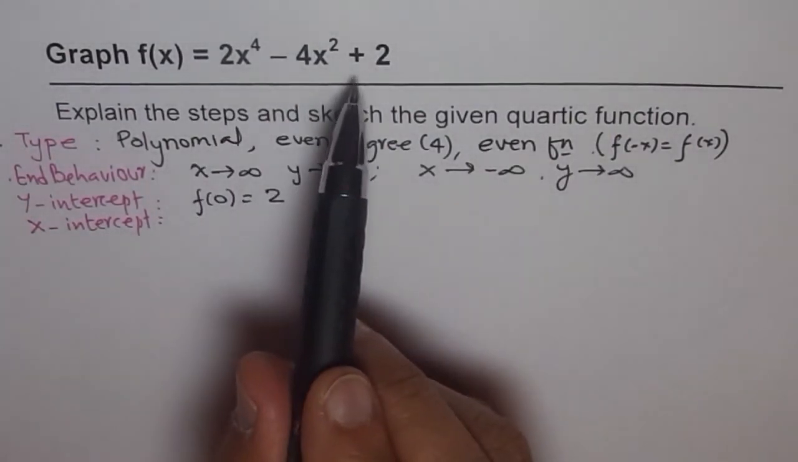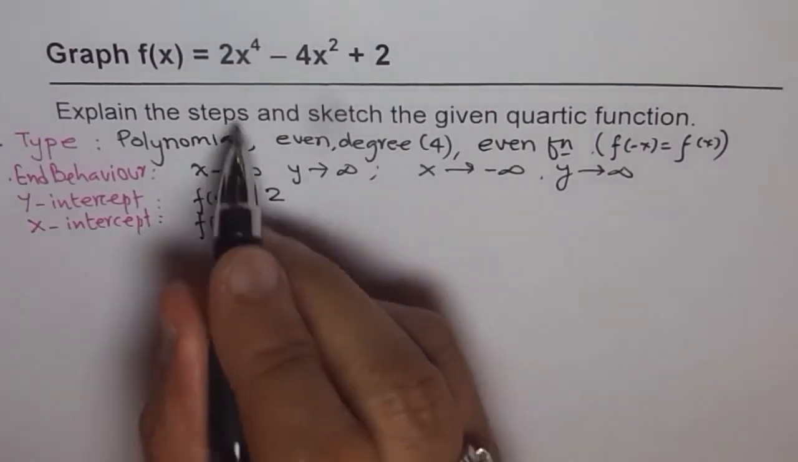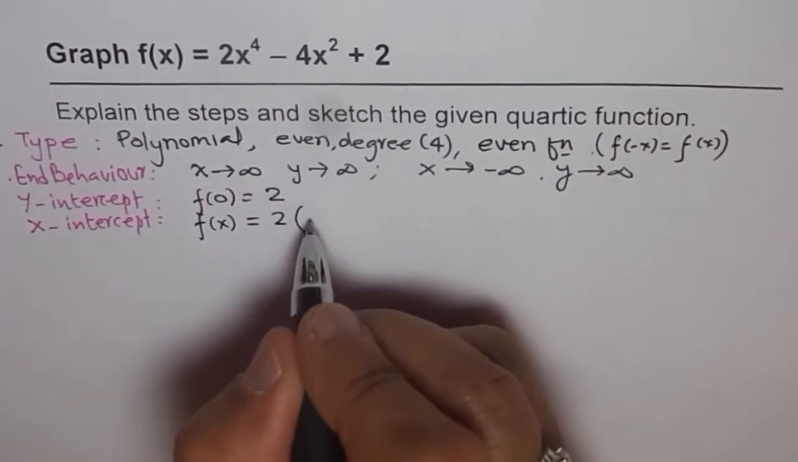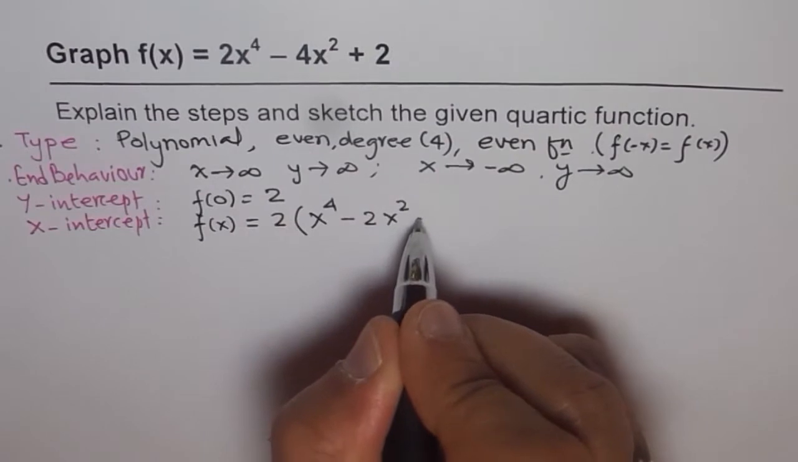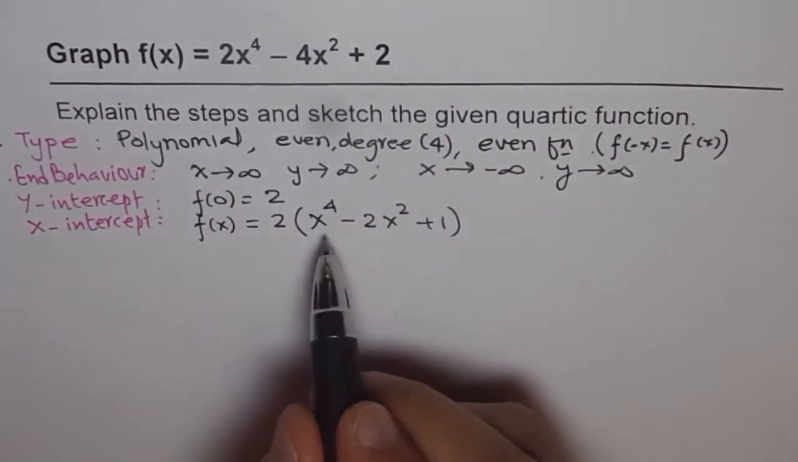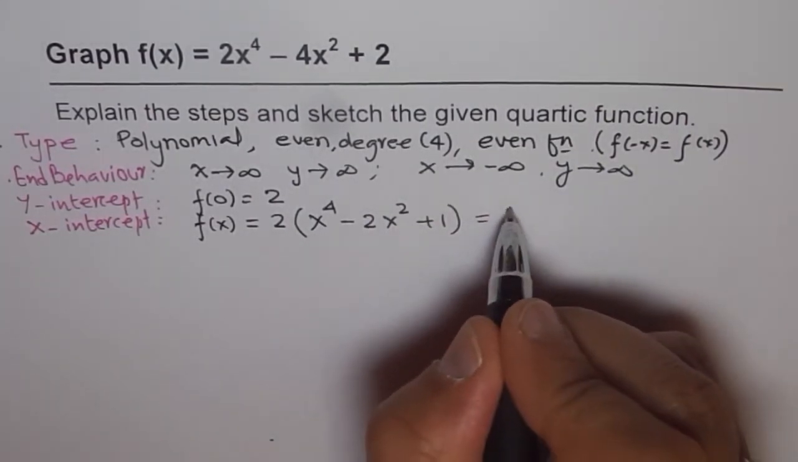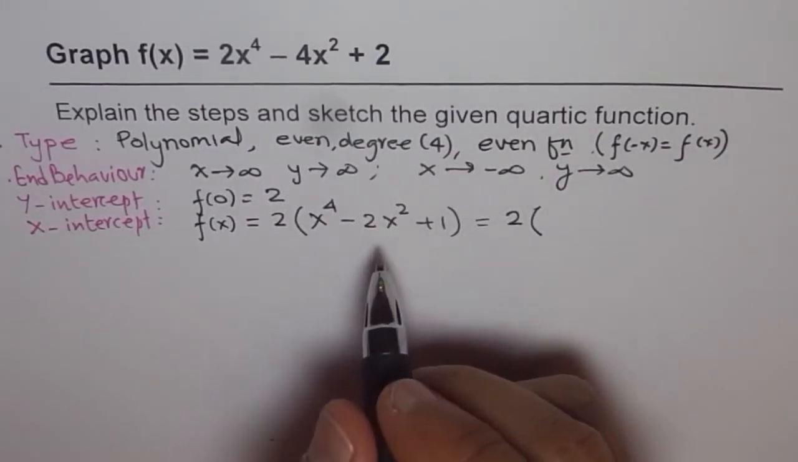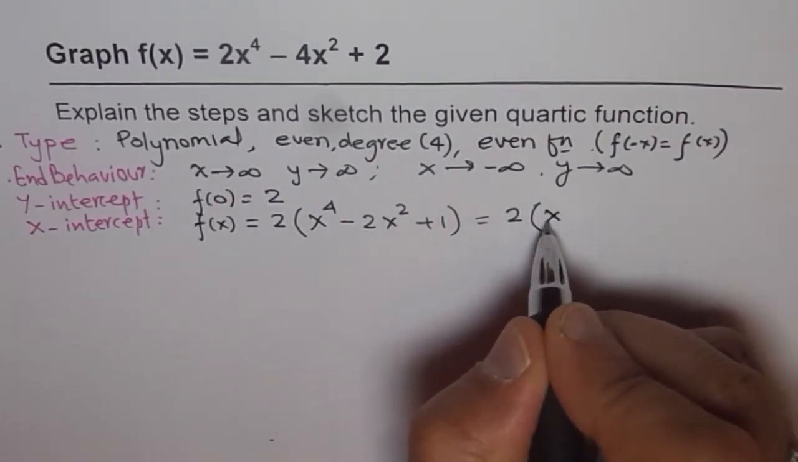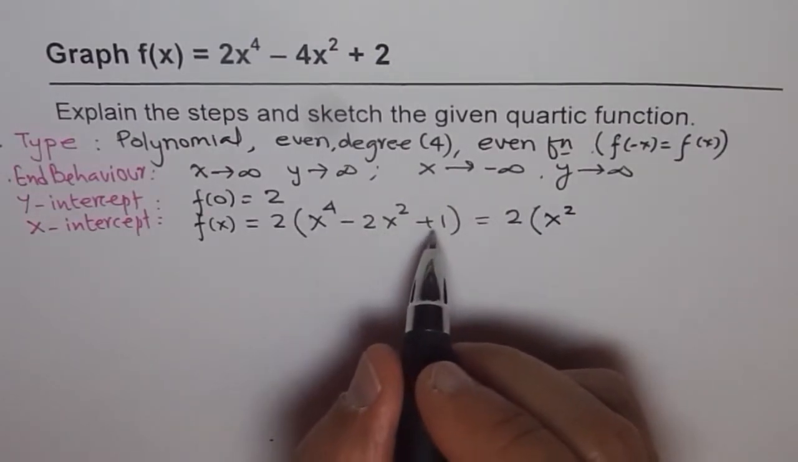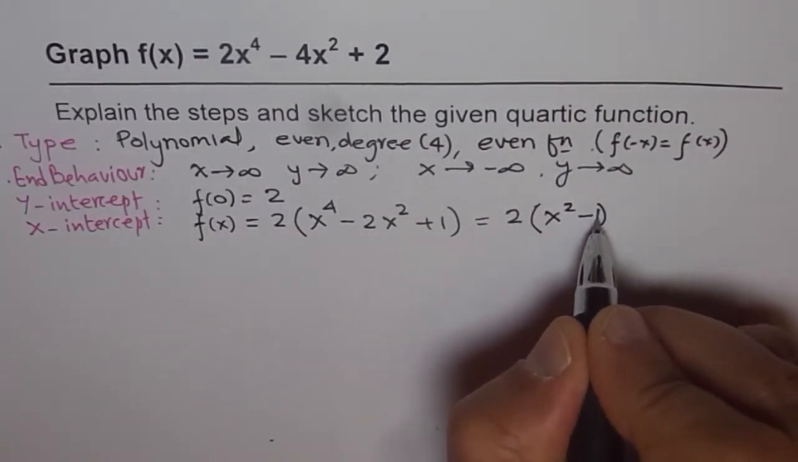Now to find the x-intercept, we should basically factor this, right? So I can write f of x as equal to, we can factor 2 out. If I factor 2 out, I get x to the power of 4 minus 2x squared plus 1, right? Now this becomes a perfect square. This is like the square of x squared, this is 1 squared, and the center term is 2ab, right? So we can write this as x squared minus 1, whole squared.